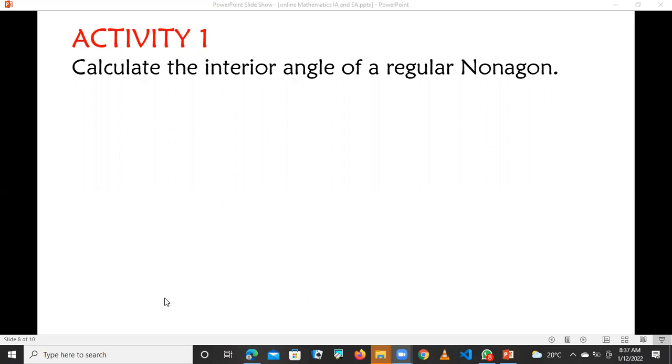Rachel? Sir, should I shout it out? Yeah, you can just tell us. I'm 20 degrees. Rachel says 20 degrees. Okay, what are the others saying? Rachel says 20 degrees. We'll see as we work it out together. Rachel says 20 degrees. Others?